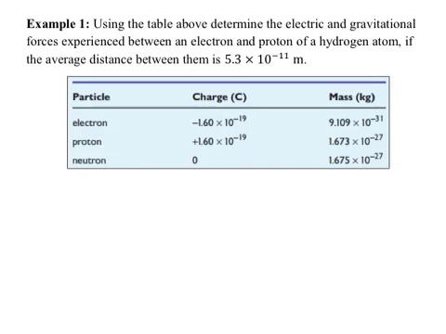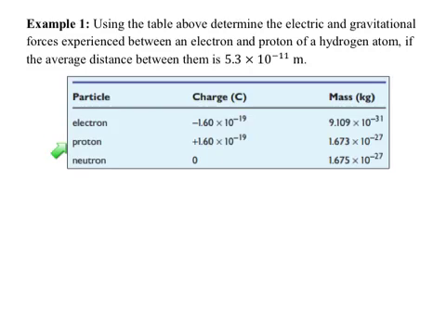Example 1 says, using the table below, determine the electric and gravitational forces experienced between an electron and proton of a hydrogen atom if the average distance between them is 5.3 times 10 to the negative 11 meters. So let's take a look at what we've got.